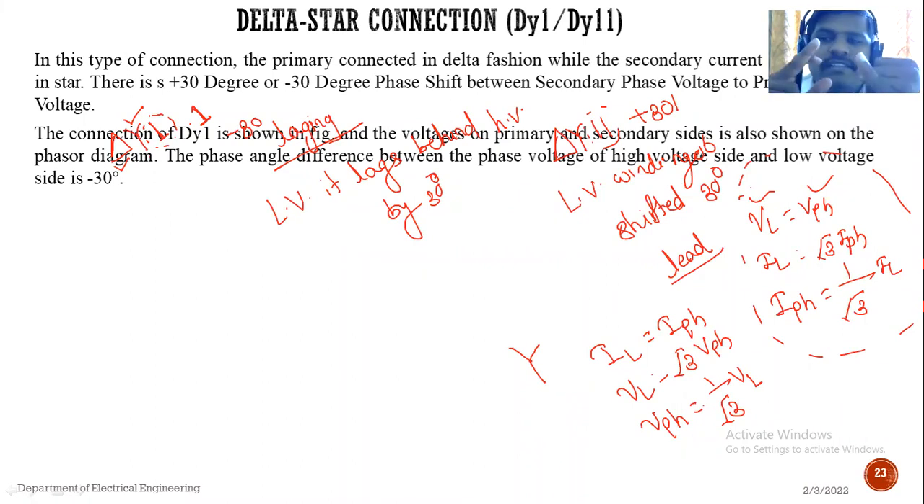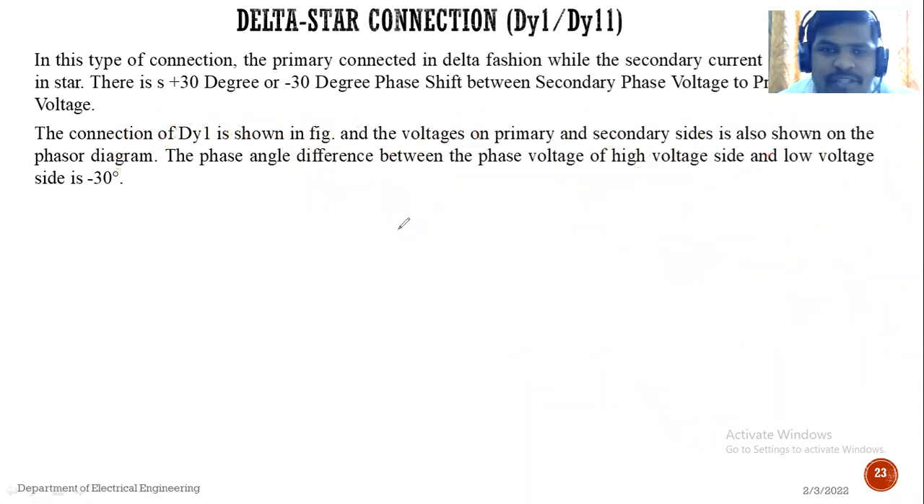Between the primary phase voltage and secondary phase voltage, or between the LV winding and HV winding, or between the HV phasor and LV phasor, there is either a plus 30 degree phase shift or a minus 30 degree phase shift, that is 30 degree lagging and 30 degree leading phase displacement. Okay, see, I will show that connection.